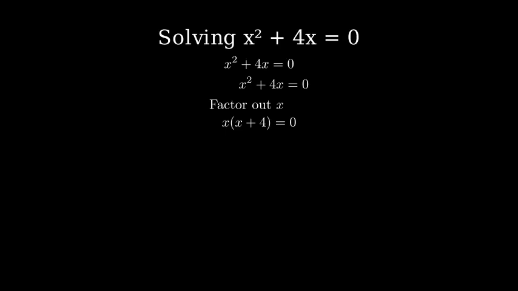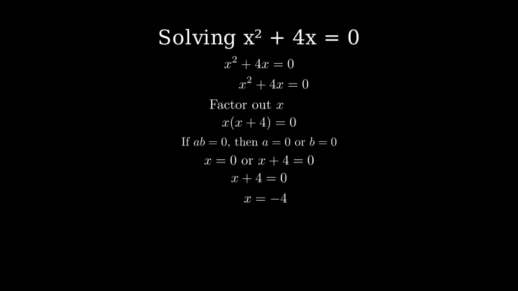Now we can use the zero product property, which states that if the product of factors equals 0, then at least one of the factors must equal 0. So either x equals 0 or x plus 4 equals 0. From the second equation, we can solve for x by subtracting 4 from both sides. This gives us our two solutions: x equals 0 or x equals negative 4.